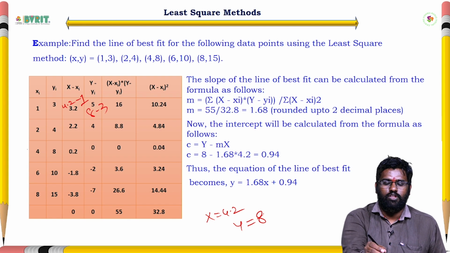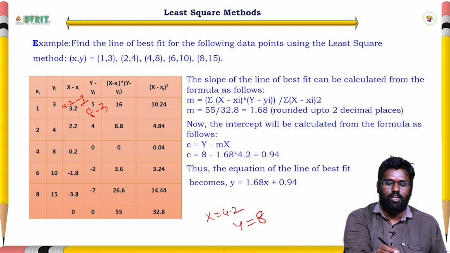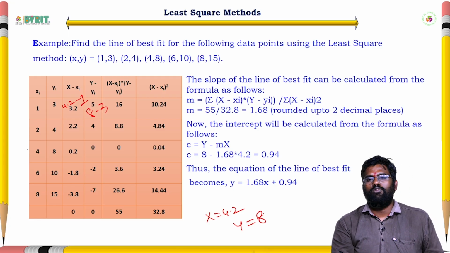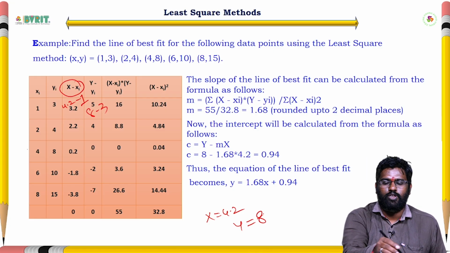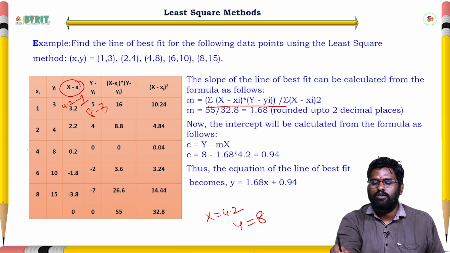Next is the product of x minus xi into y minus yi. So 3.2 into 5, that value is 16. Next is x minus xi whole square. So this value whole square is used to calculate the value of m. So finally we got the m value as 1.68.